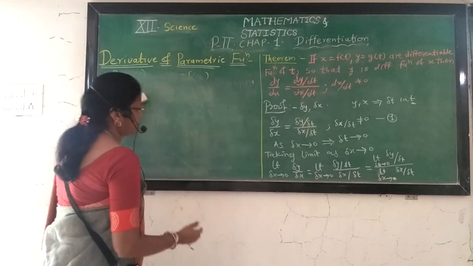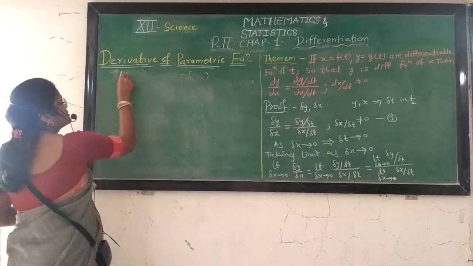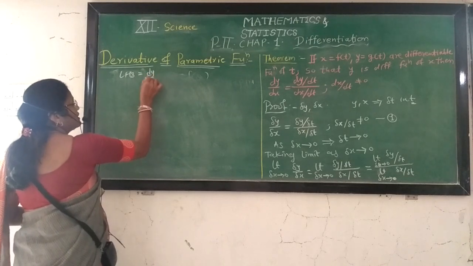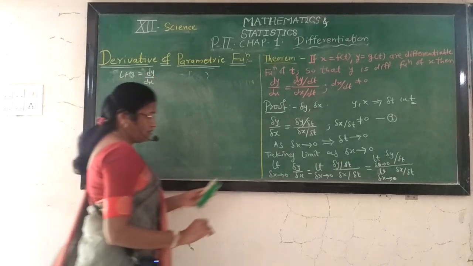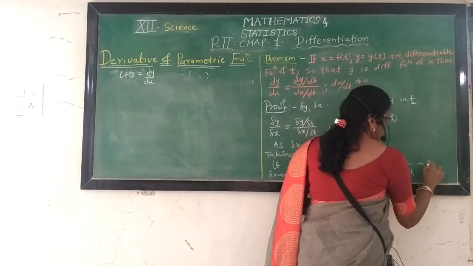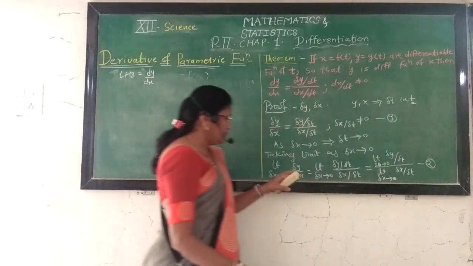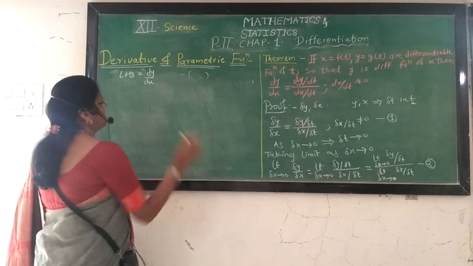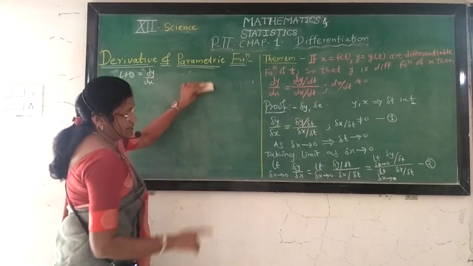Its value is equal to dy by dx. So the LHS of this equation is equal to dy by dx, because y is a differentiable function of s. Now the question is about its right side.